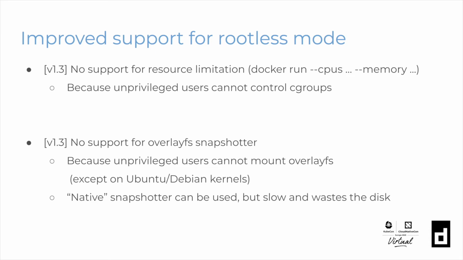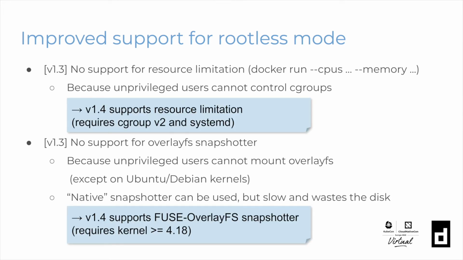In containerd 1.3, the rootless mode didn't support imposing resource limitations, as in docker run --cpus and docker run --memory, because unprivileged users cannot control cgroups on cgroup version 1 hosts. And yet, containerd 1.3 didn't support the overlayfs snapshotter because of the limitation of the kernel. But containerd 1.4 does not have these drawbacks.